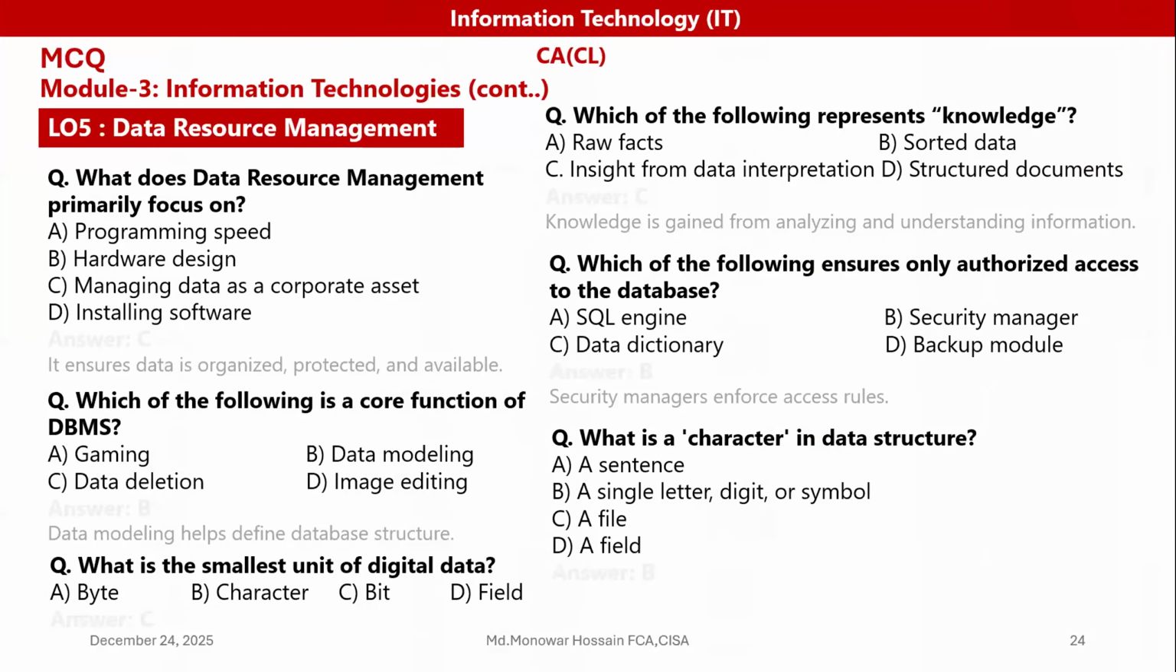What does data resource management primarily focus on? It primarily focuses on managing data as a corporate or organizational asset. Data is the asset of an organization. Data is the asset of a country. We know that data resource management ensures data is organized, protected, and available when required.